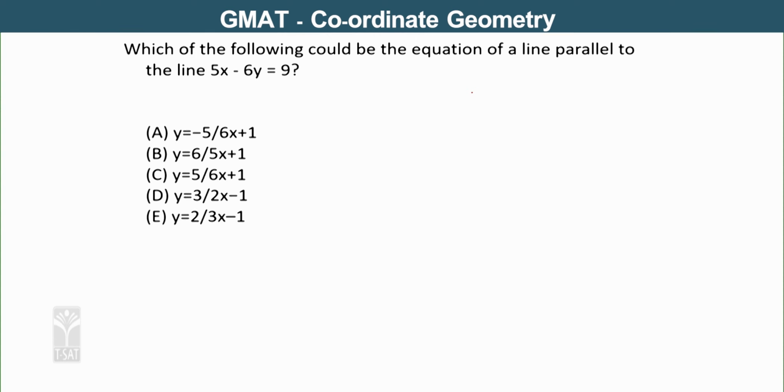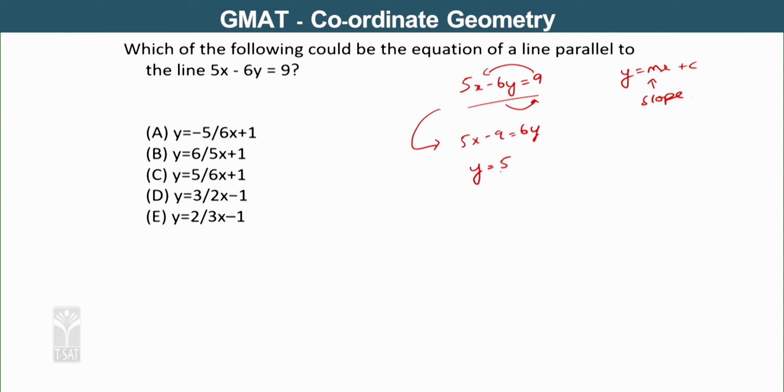The first question says, which of the following could be the equation of a line parallel to the line 5x minus 6y equals 9. So, this line is given to us whose equation is 5x minus 6y equals 9. The standard form of equation is y equals mx plus c, where m is the slope of the line. To convert this to the standard form, let us first take 6y to the other side and 9 to this side. This equation becomes 5x minus 9 equals 6y. Now, let us write it in the standard form y equals mx plus c by dividing both sides by 6. So, you will have y equals 5 divided by 6 x minus 9 divided by 6.